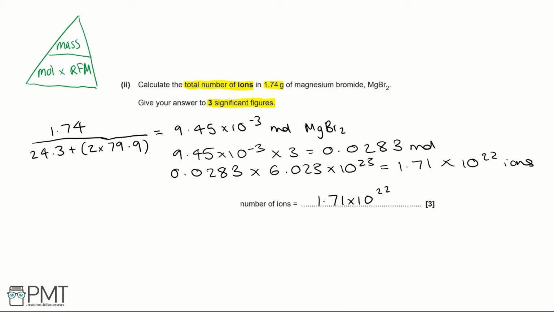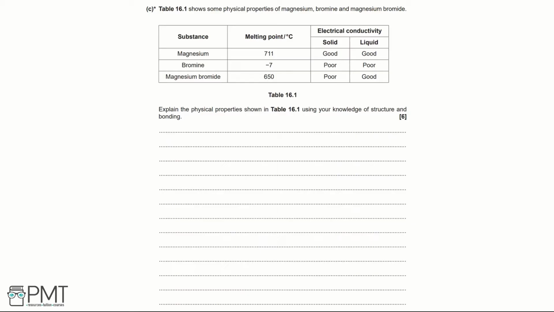So 1.71 times 10 to the 22. So to get the 3 marks for this question, you get a mark for working out the number of moles of magnesium bromide, a mark for multiplying this by 3, and then a mark for working out the number of ions to 3 significant figures. Part C. Table 16.1 shows some physical properties of magnesium, bromine, and magnesium bromide.